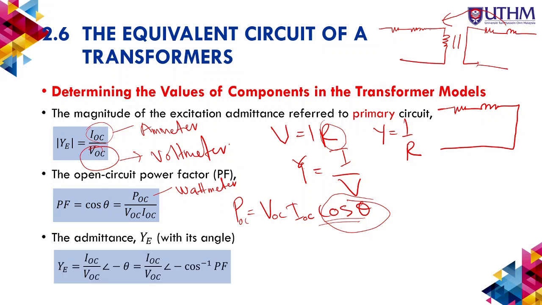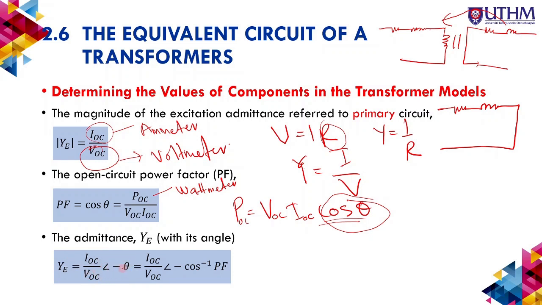Okay, so power factor angle, yang ni dia measure the admittance YE with angle lah. So with angle lah. So macam sama macam atas ni. Okay, IOC VOC divided by VOC. So this one is everything lah. Magnitude plus dengan dia punya phase.